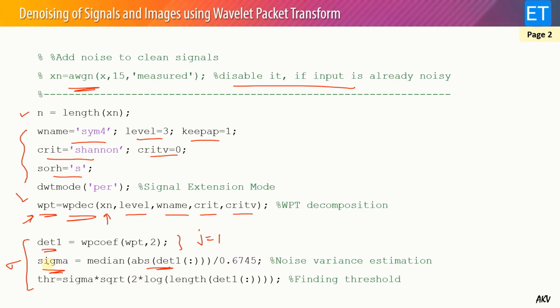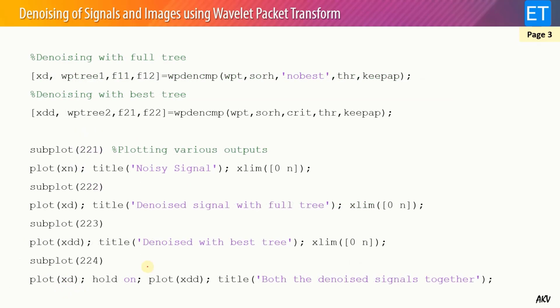And then once this sigma is known, with this sigma value I can find the threshold value with that universal threshold method. That is the square root of 2 log of the length of the detailed coefficients. So with this formula I am now finding the threshold value. This threshold value will be utilized in denoising.